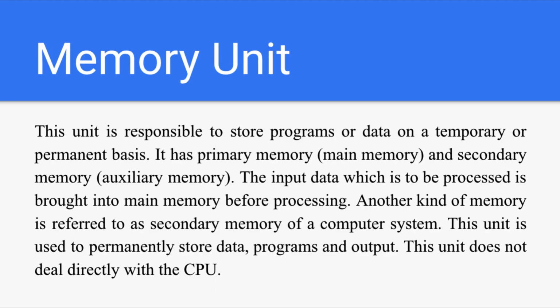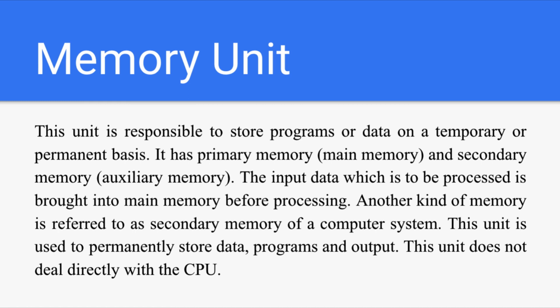Understanding the memory unit. The memory unit plays a crucial role in the life of a computer. It's the storage space where programs and data find a temporary or permanent home. This unit comprises two essential components: primary memory, main memory, and secondary memory, auxiliary memory. When we discuss the memory unit, we are delving into the realm of storage and retrieval, where the computer's memory acts as a dynamic workspace. Let's unravel the specific functions that make the memory unit a vital part of every computer system.